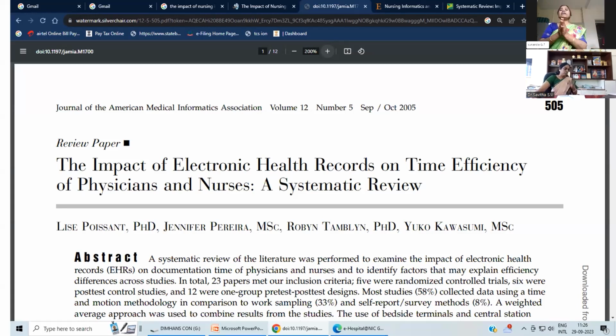That is how the three hospitals are functioning. Now I will just touch on certain things that are available in the literature. The impact of electronic health records on time efficiency of physicians and nurses, a systematic review. This study proved that with electronic records, time efficiency is definitely improved for the nurses as well as the physicians.